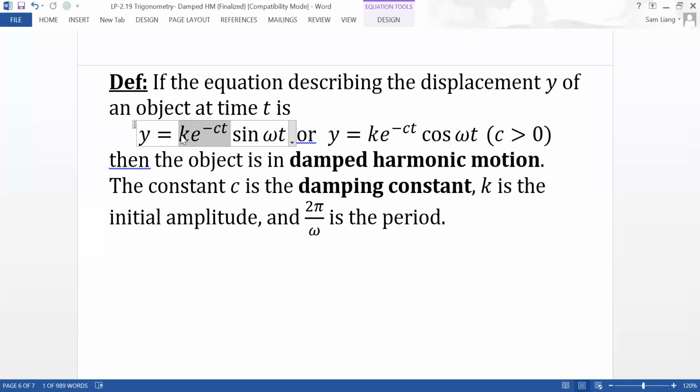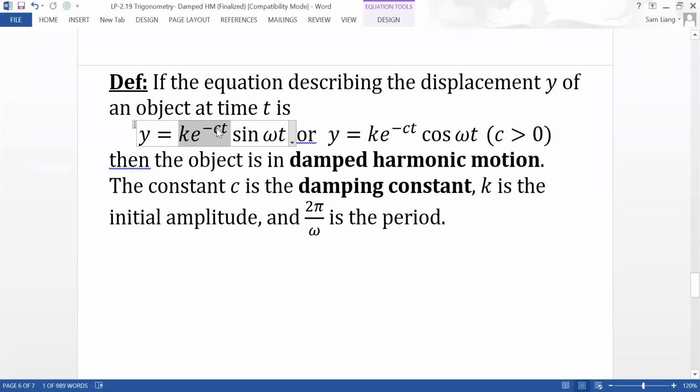So note here that instead of a, the amplitude, we're given k times e to the negative ct. And this is the major difference, right? It's because the amplitude will eventually tend towards 0 because of e to the negative ct, e being Euler's number from algebra 2, the constant 2.71828. It's used to describe exponential growth or sometimes exponential decay, and in this context, it's used to describe exponential decay, right?